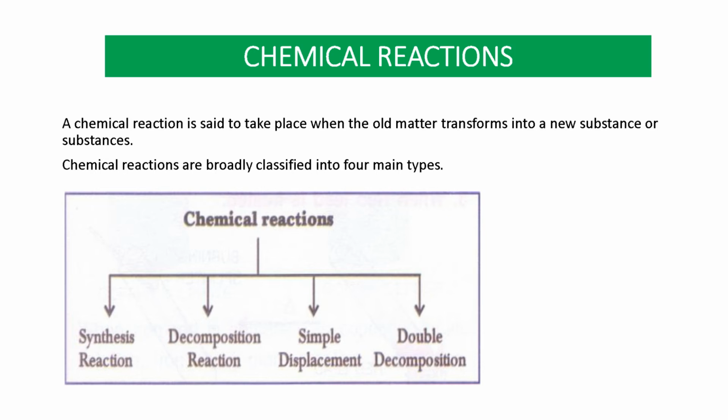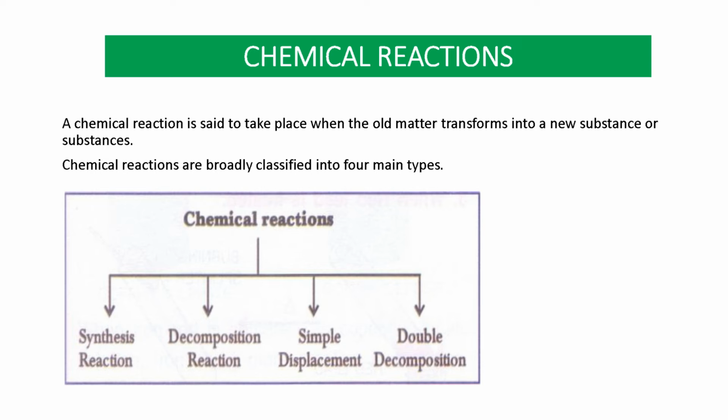The next topic is chemical reaction. As I have told you earlier, a chemical reaction is the process in which reactants are converted into products. Here is one more definition: a chemical reaction is said to take place when the old matter transforms into a new substance. This is another definition of chemical reaction.